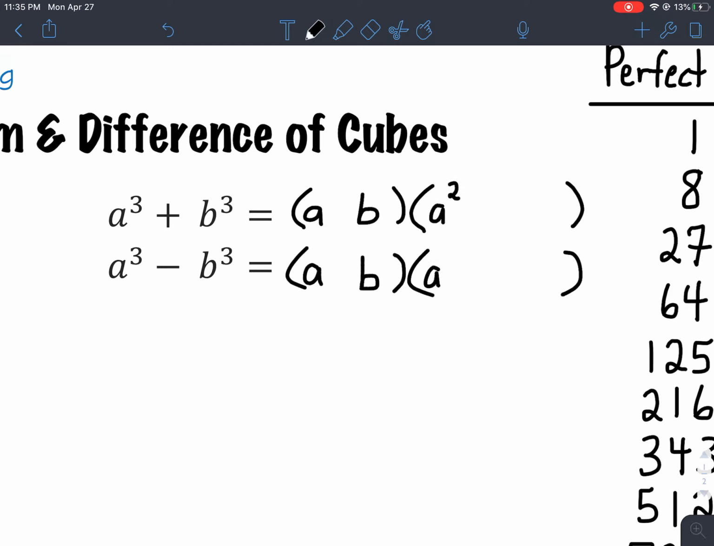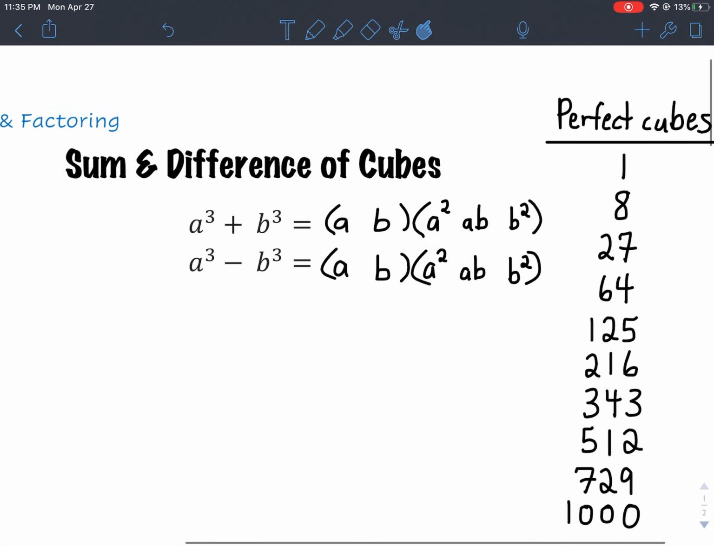Then it goes a squared, a times b, and then b squared. Notice I'm not writing any signs in yet. You don't want to fill those in until we talk about the next part.